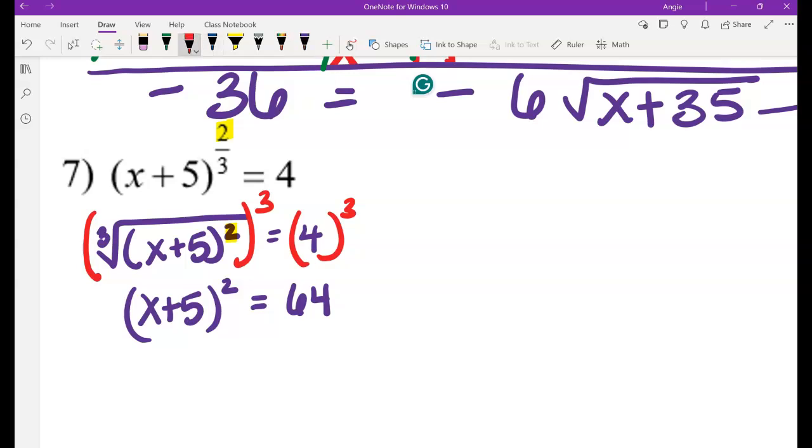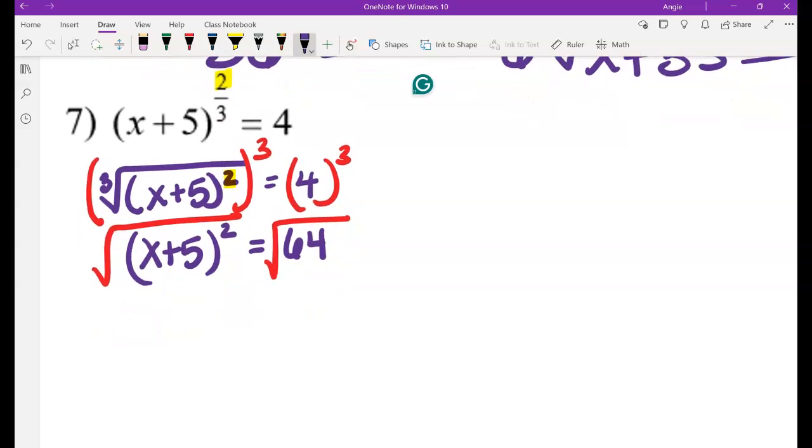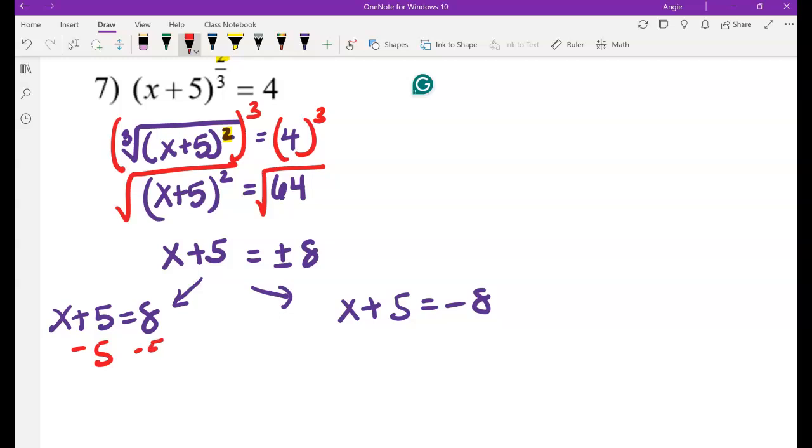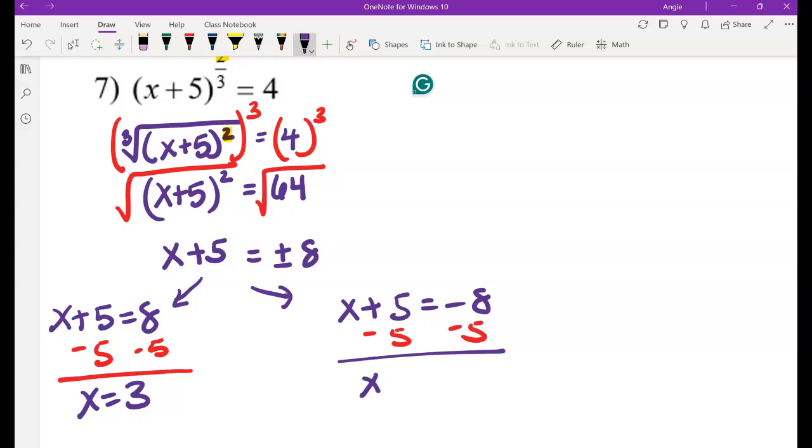What we want to do now, students, is undo the power of 2 by taking the square root. But every time you take a square root, we have to have 2 answers. The square root of 64 is going to be plus or minus 8, and then this will cancel one another out. We have 2 equations, so we are going to write x plus 5 equals 8 and x plus 5 equals negative 8, and solve using basic algebra. Minus 5 from both sides, x equals 3. Similarly, minus 5 from both sides, so x equals negative 13.